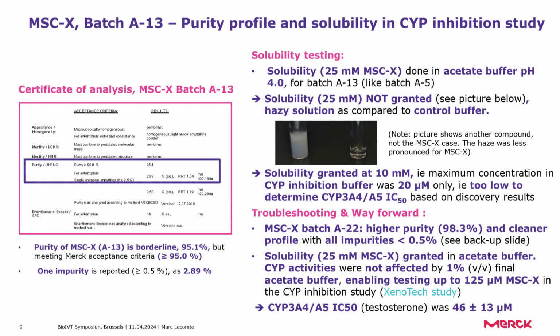So what you have on the left is an extract of the certificate of analysis of batch A13. You see that the purity is borderline. It's 95%, but it's fulfilling Merck acceptance criteria, which is 95%. But what was striking for this batch is that impurities have to be recorded if they are more than 0.5%, and there was a single impurity at 2.9%, which is quite high. But we decided to proceed with the study.